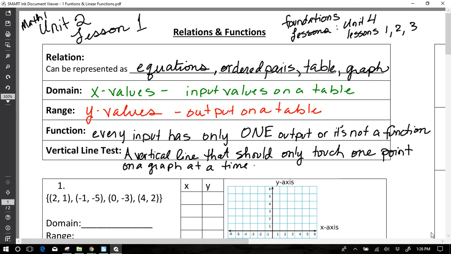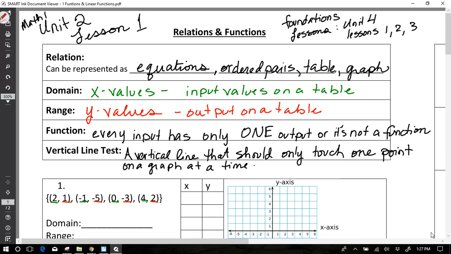We will, however, have to identify the domain. If you remember, those are our x values, or they are our input values. So I'm going to use green today to represent my domain. My range is going to be my y values. The y values are the output values on a table. In the ordered pairs, they are the second number. So I'm underlining the correct domain and range values down below. That's really where we're going to begin.